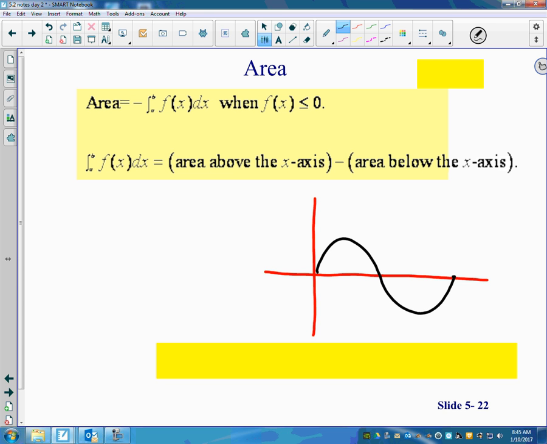What function does that look like? It's a trig function. It is either sine or cosine. I can't remember which one. I think it's sine. Which function has a value of 0 at 0?